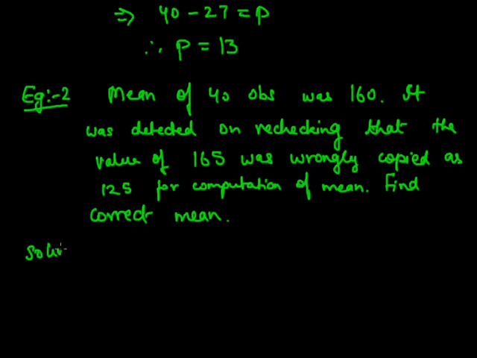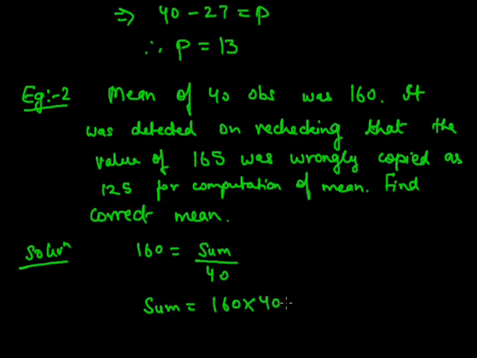So how to do it is, first we see that the mean of 40 observations is given as 160. So first we'll find the sum from this, because the mean is given and the number of observations is given. So we find the sum, that is 160 into 40. So we'll get 6400. This will be the sum we get for the 40 observations.